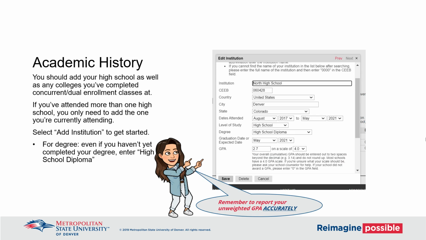Then you'll be able to add your high school information. Please make sure when you get to the degree dropdown, you choose high school diploma even if you haven't yet finished high school. We want to make sure we know that you are planning on completing high school, so let us know that you plan on getting that degree. Remember to report your unweighted GPA as accurately as possible.